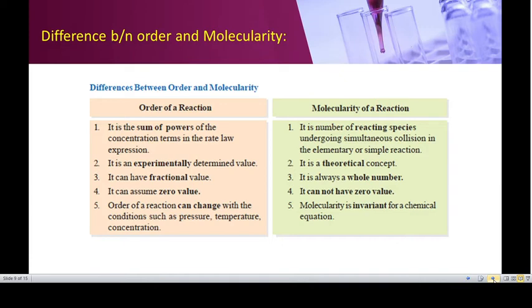Sometimes order can be zero also, but molecularity cannot be zero. And order of reaction may sometimes change with parameters like pressure, temperature, concentration, catalyst, etc. But molecularity must be invariant. It will not change. The number of molecules cannot change. So these are some of the differences between order and molecularity.